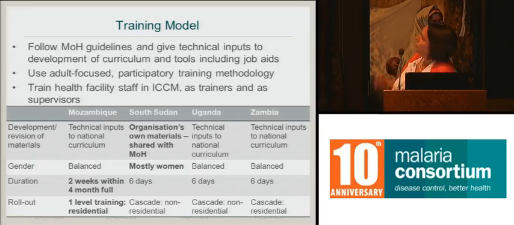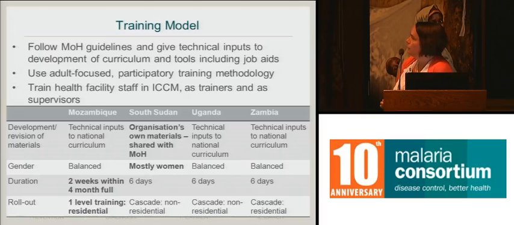earlier. So the common elements, if you look across the top, if we take the training aspect, again, as I said, where they were in place, we always followed the MOH guidelines, which we had given input into already in the development of, and the tools specifically developed in the country, and job aids to strengthen the message and the training. Always, we used adult-focused participatory training methodology to strengthen how the message was being communicated and ensure that it was very clear, because most of our training durations were so short. We had to make sure it was very effective.